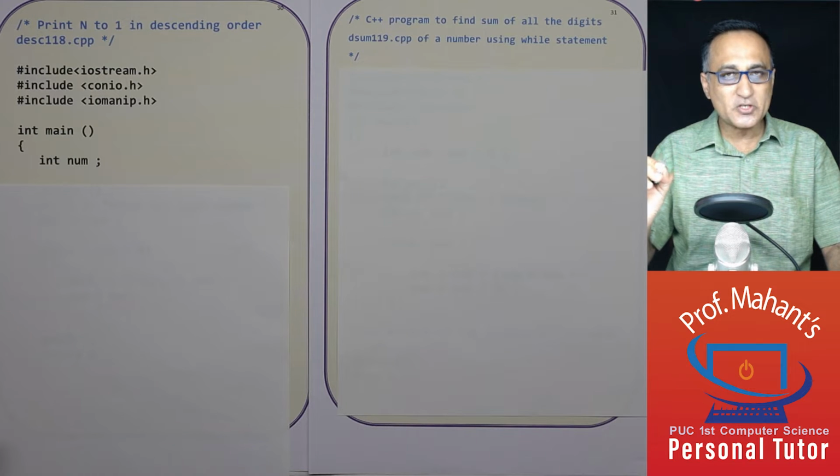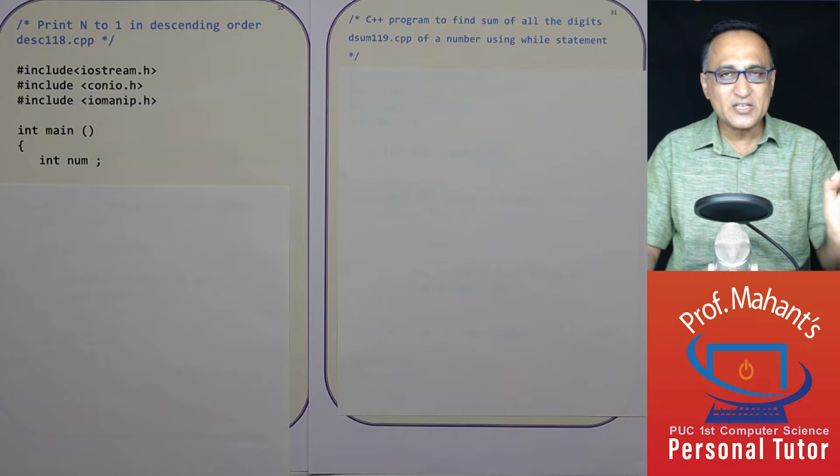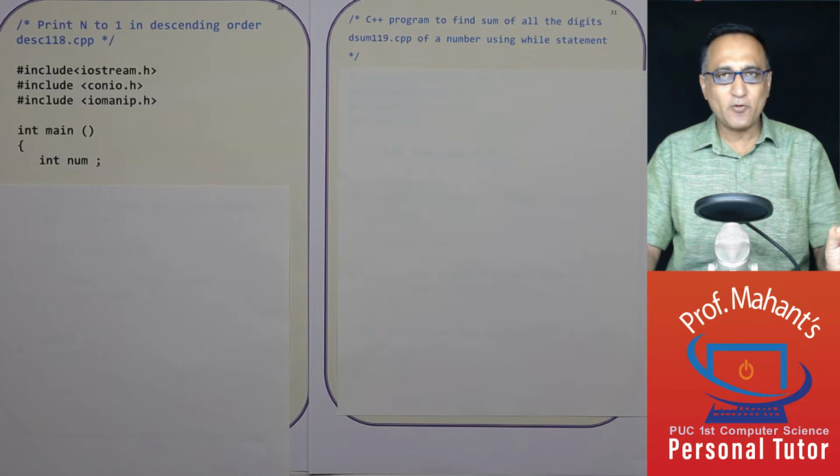So the first question you need to ask yourself is how long are you going to print the value of number? As long as number is greater than 0, because I want to print 1 also. So that will be the condition of your while loop. While number greater than 0, I am going to print the number as well as reduce the number by 1 and keep continuing this process as long as the value of number happens to be greater than 0.